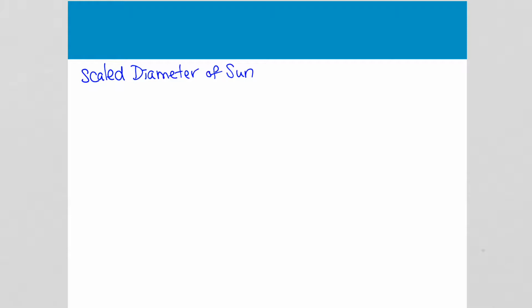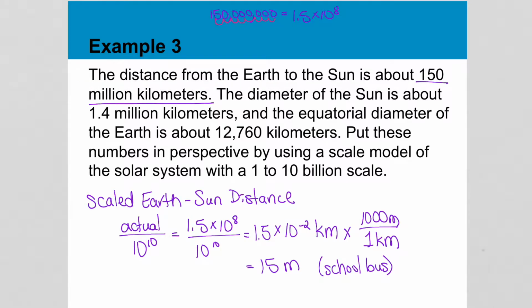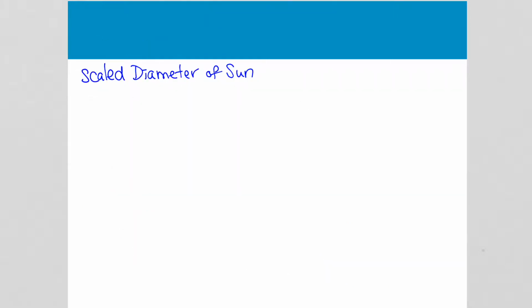Okay, so the sun's diameter was 1.4 million kilometers. 1.4 million. So 1, comma there, 1,000 million. 1, 2, 3, 4, 5, 6. That's 1.4 times 10 to the 6th.